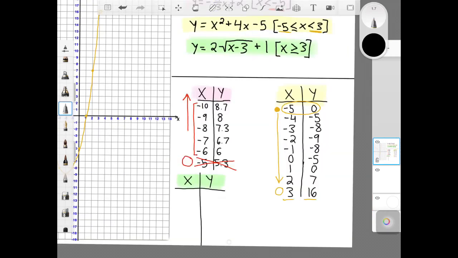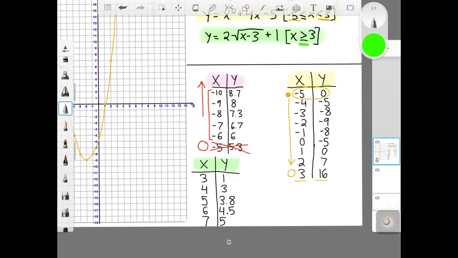Now I'm going to move on to the last function, which is the square root function that I colored green. Inside the brackets, it says that x is greater than or equal to 3. This means that I'm going to start my table with 3 in the x value column and go up by 1. To find the y values, I plugged 2 times the square root of x minus 3 plus 1 into my graphing calculator and copied the values from the calculator table into my table. I rounded all of the y values that were decimals to the nearest tenth.